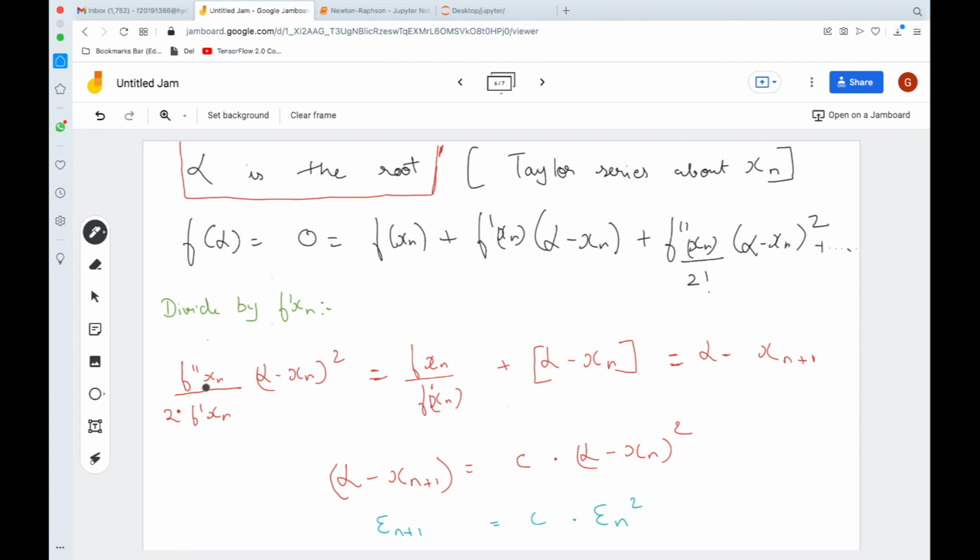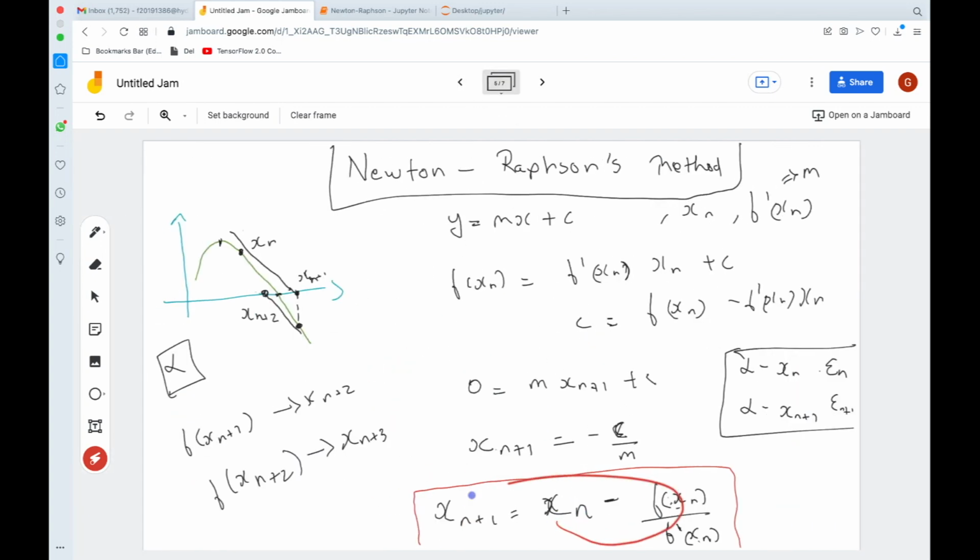So what we get is f double dash x n upon 2 f dash x n, in bracket alpha minus x n whole square, is equal to f of x n upon f dash of x n plus alpha minus x n. Okay, so you can see I just took this part of the equation and divided it by f dash of x n. Now this is nothing but alpha minus x n plus 1. If you notice this term and this term, it is nothing but minus of x n plus 1, because look at the update equation.